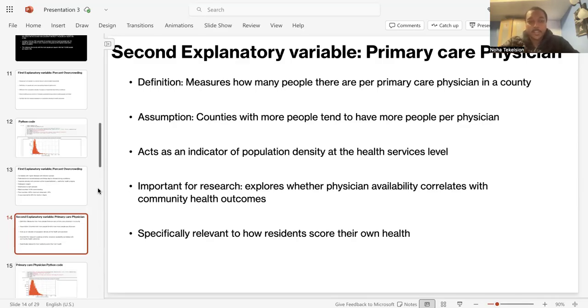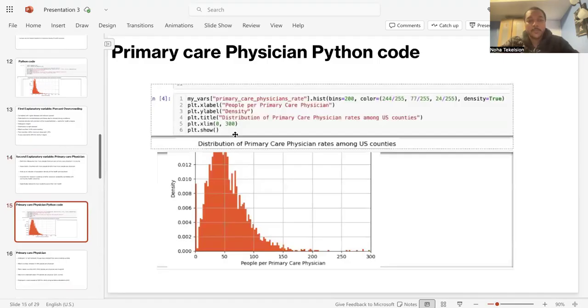So again, I make a histogram for this variable as well. And here is the histogram. I use the dot hist function. Bins again, the bin count 200. I thought that was detailed enough, though we could have been a little less detailed with this one, because you can see it's very zoomed in. And I limit the x-axis to 300.